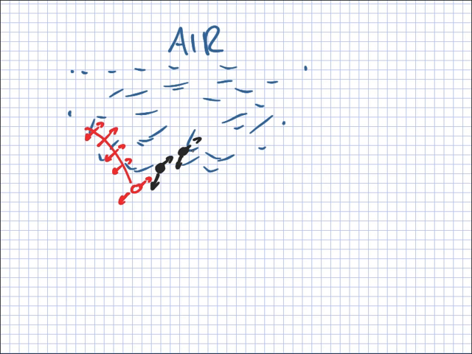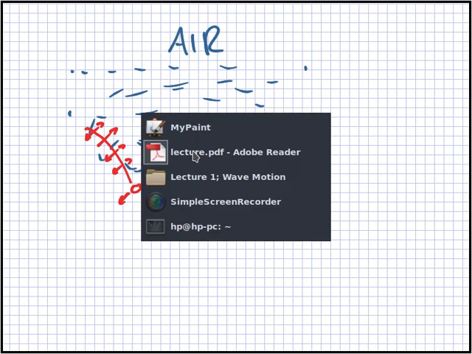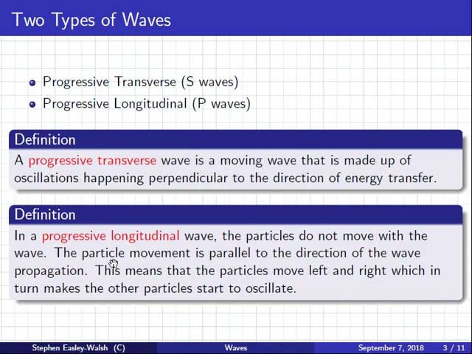parallel to the direction. Now there's a special word for the direction, which I didn't put in the first one, but I put in the second one. Wave propagation. So propagate, I don't know if you know this word. Do you know this word, propagate? No? It's a verb, and it just means to move.